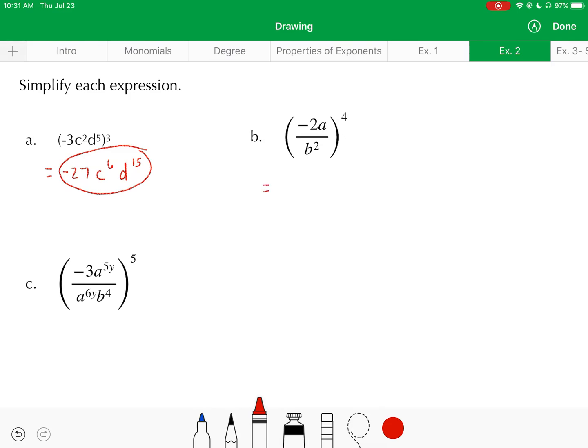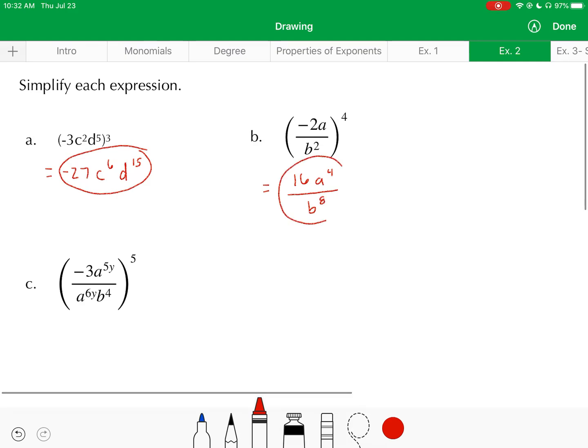So negative 2, if I raise that to the fourth, it'll give me 16. A raised to the fourth would be just a to the fourth. And then b squared, if you raise that to the fourth, you're going to multiply your exponents to give you b to the 8th. Okay? And then you can't do anything to simplify the numerator with the denominator there.